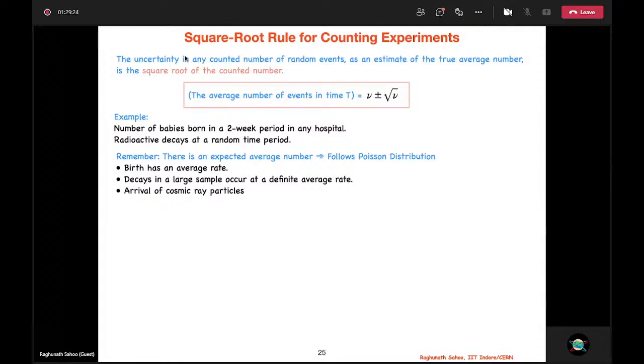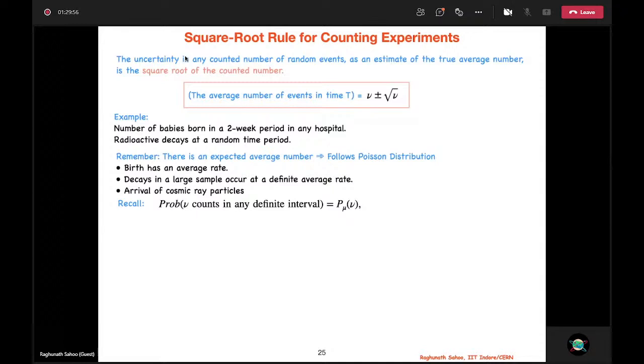Decays in a large sample occur at a definite average rate. All nuclear physicists know that the average rate is expected for the time period, and likewise the arrival of cosmic ray particles. So when we expect a certain number, or the average is expected, that defines a Poissonian distribution. Let me remind you a little bit about the Poissonian distribution, although I assume that you have been taught or discussed it in the past 2 lectures.